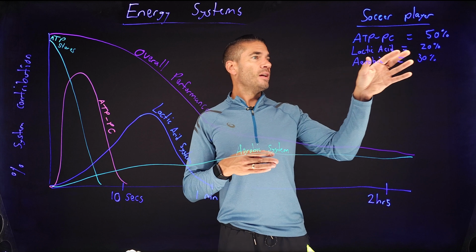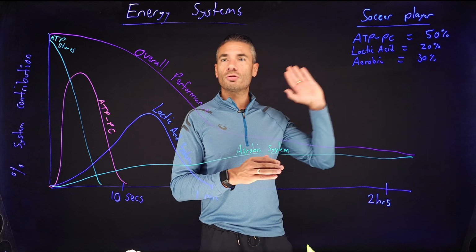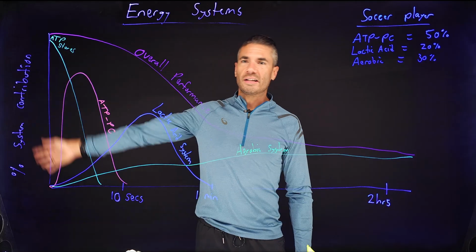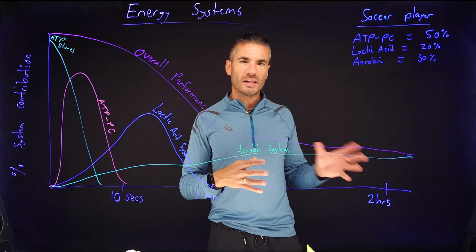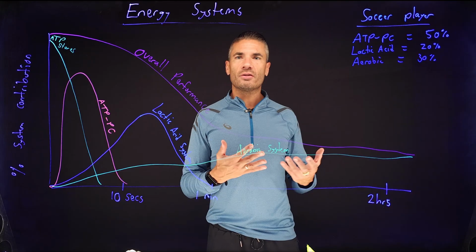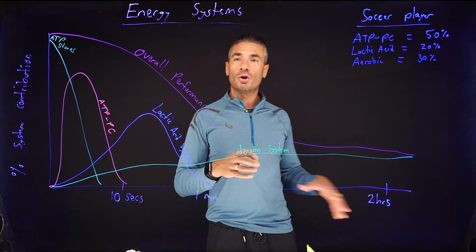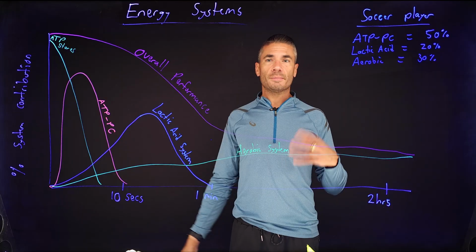All right. Then they've got their lactic acid system, so like 20% of the time. Think of long sprints or running pretty hard, but not maximum, to get into position. And then the other 30% of the time, they're just using their aerobic system, because they're at a moderate to low intensity, either walking or jogging around the pitch when the ball's not near them, etc. Okay?